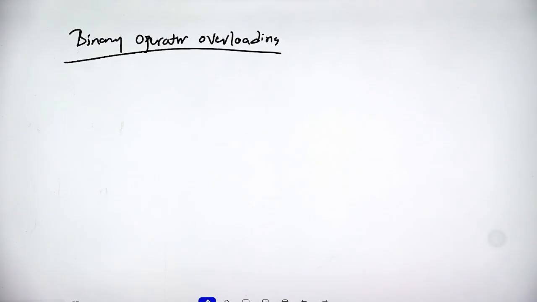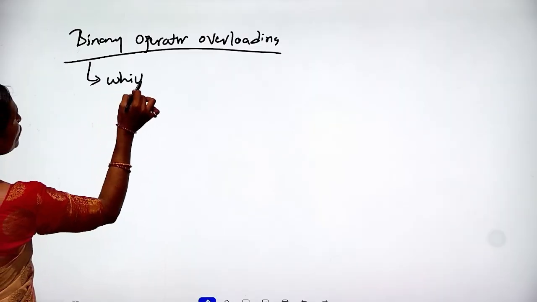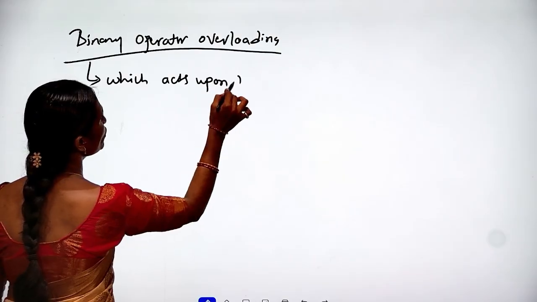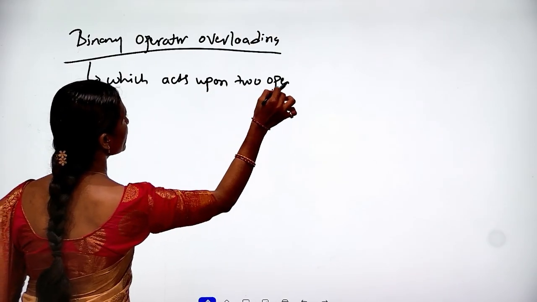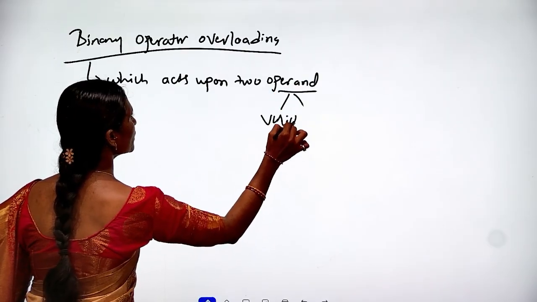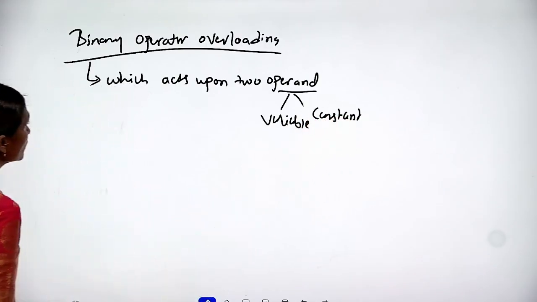Binary operator overloading. So what is a binary operator? It acts upon two variables, that is, two operands. As we know, what is an operand? It may be a variable or it may be a constant.